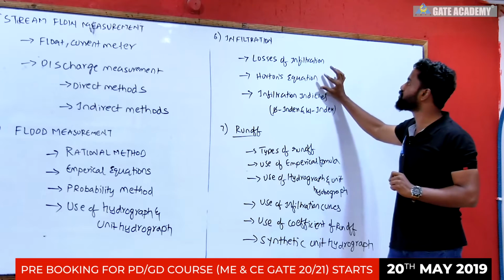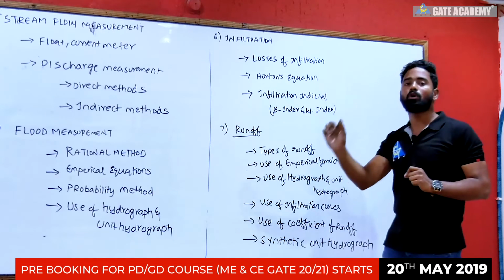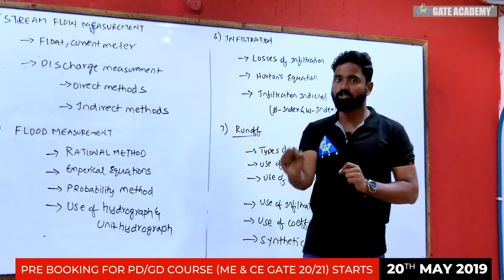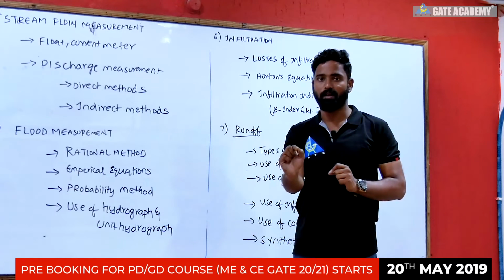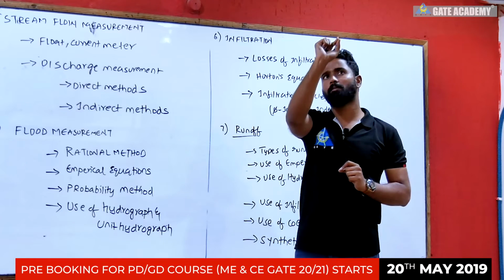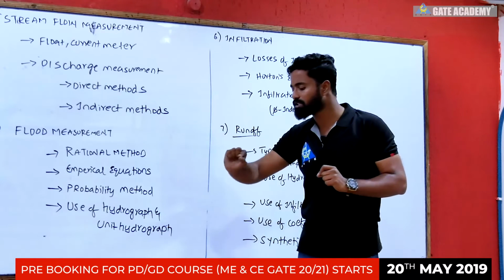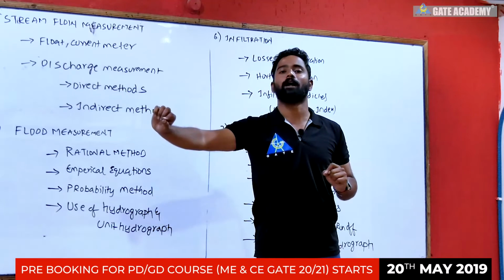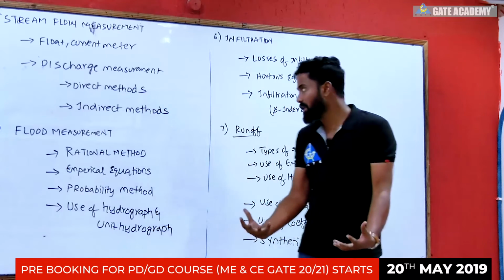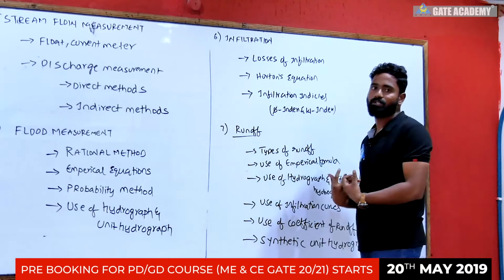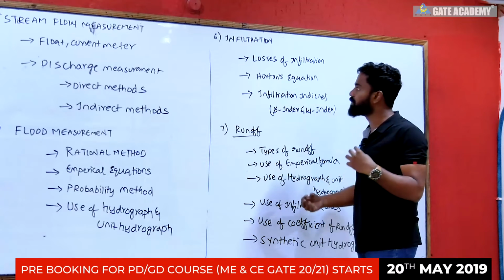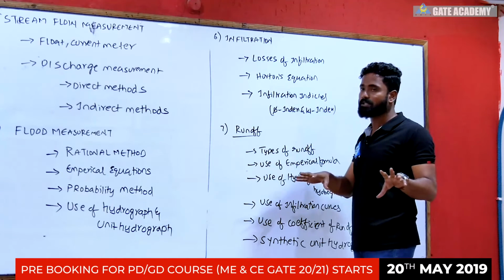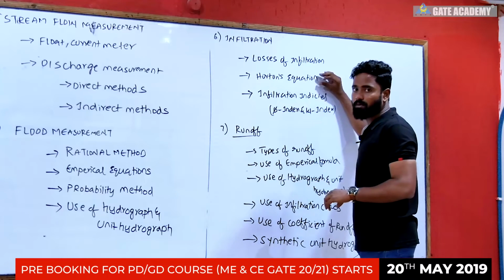Horton's equation is to calculate the amount of infiltration that is actually occurring in the field. That means initially the infiltration will be more, over a period of time the infiltration keeps on reducing and it becomes constant after some time. So exactly how much amount of infiltration is occurring, what that equation is, and how to use that equation will be discussed in Horton's equation.